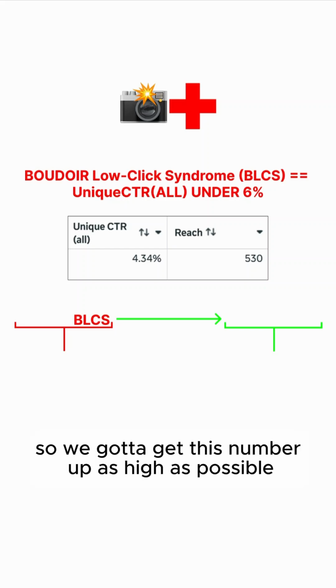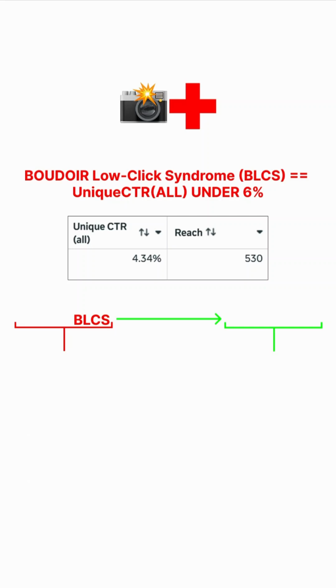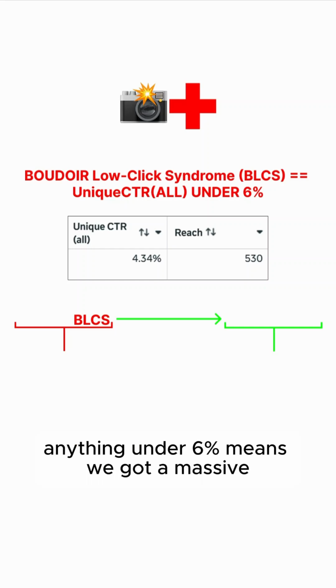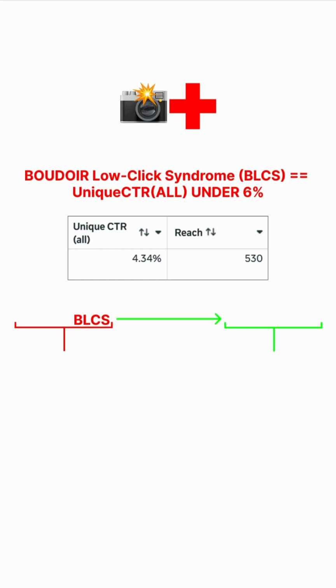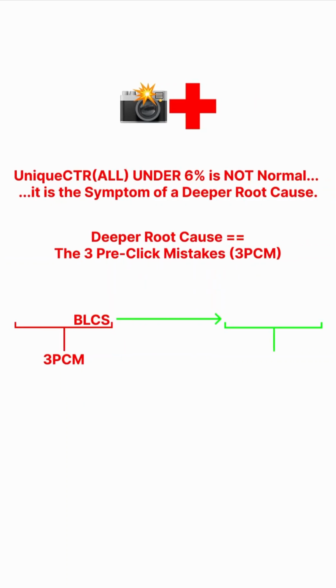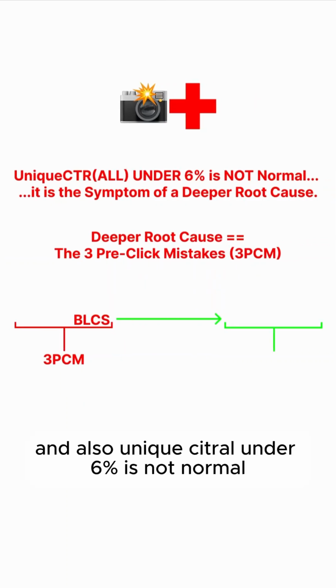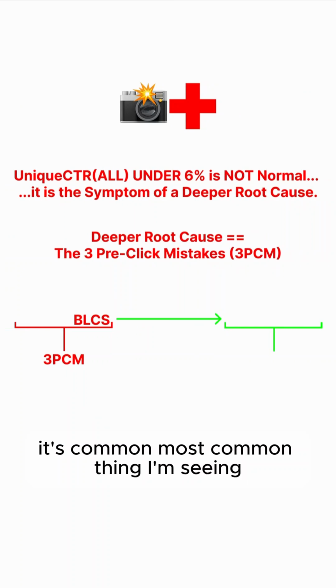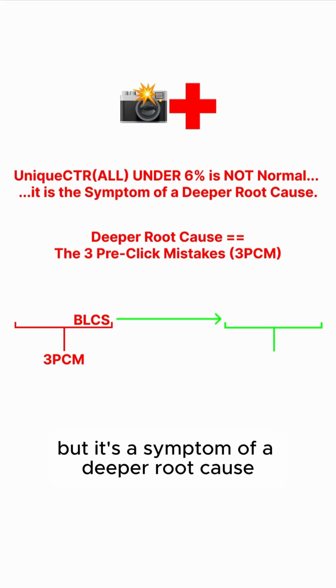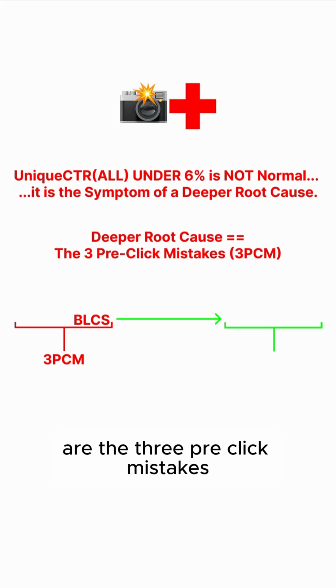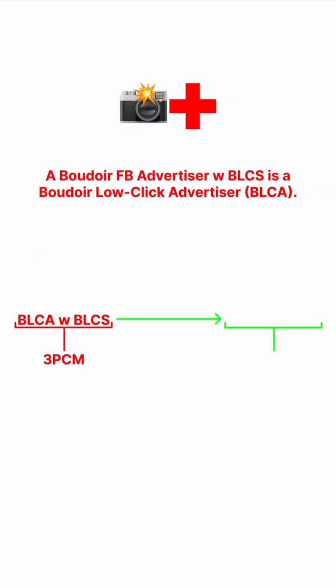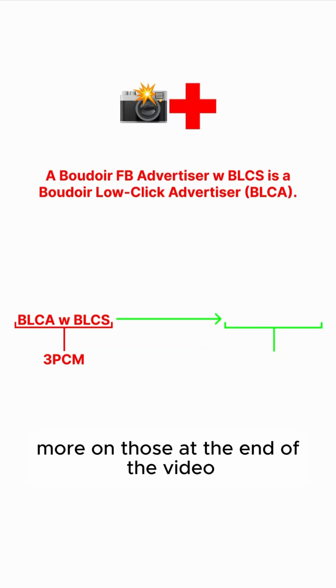So we've got to get this number up as high as possible. That's the goal. Anything under 6% means we have a massive, massive, massive problem. Also, unique CTR under 6% is not normal. It's common, the most common thing I'm seeing, but it's a symptom of a deeper root cause. And the deeper root cause is the 3 pre-click mistakes. More on those at the end of the video.